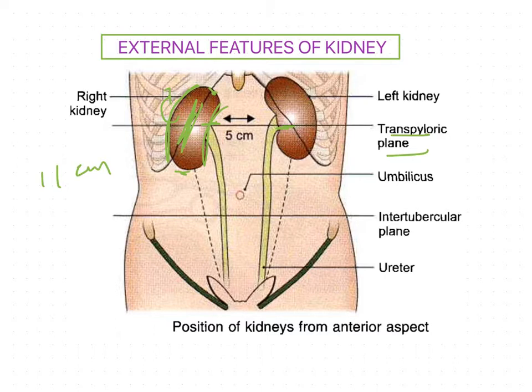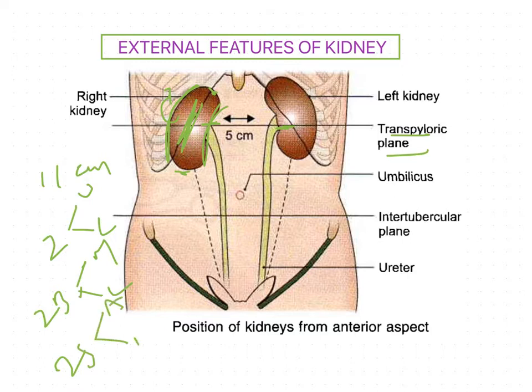So the kidney is bean shaped. It has two poles, the upper pole and the lower pole, and two borders, the medial border and the lateral border. And it has two surfaces: one is the anterior surface and the other is the posterior surface.